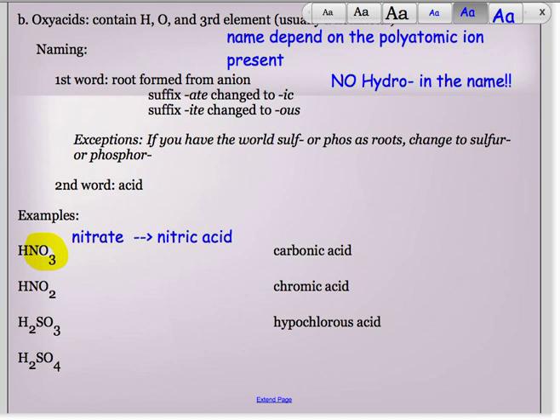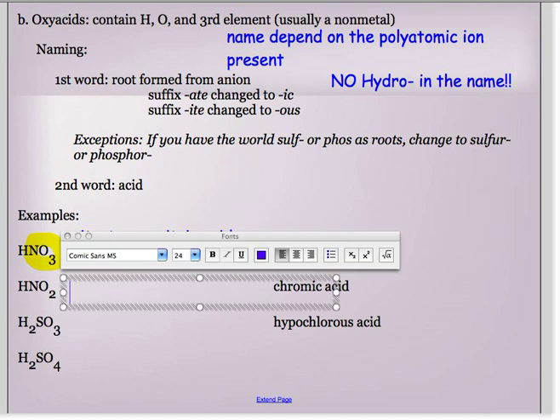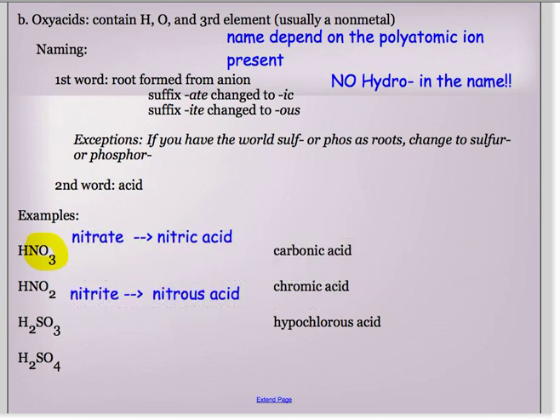If we look at our second guy down here, same thing. It's definitely an oxyacid. It starts with H, has oxygen in it. So you look up NO2. NO2 is nitrite, so it becomes nitrous acid. Again, notice in both cases, no hydro. The hydro is only reserved for the binary.